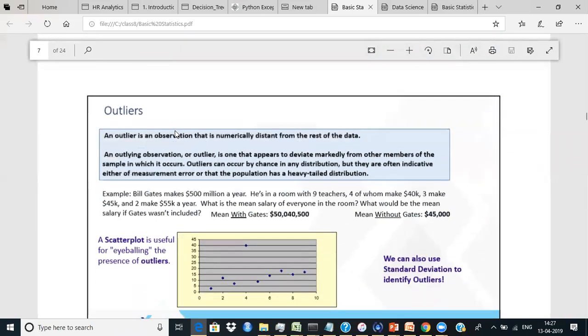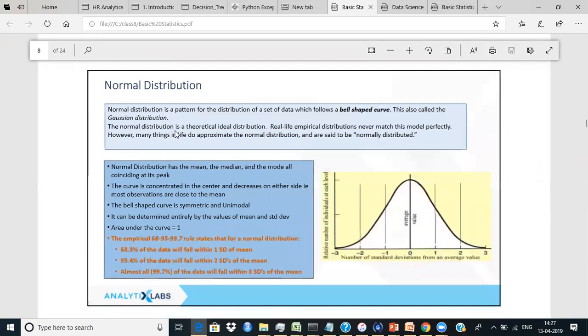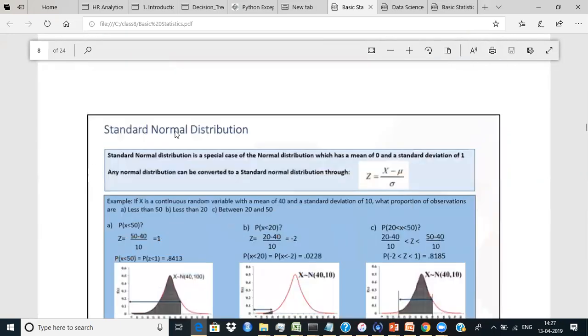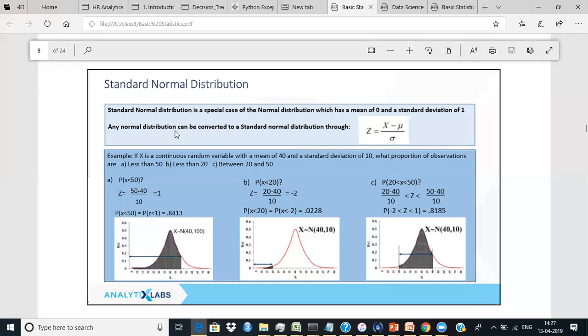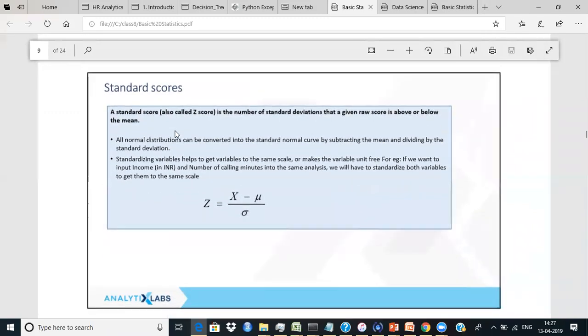Then I'll come to outliers later on. We talked about normal distribution, and we talked about the probabilities between mu plus minus sigma, plus minus 2 sigma, and plus minus 3 sigma. Then we talked about what is standard normal distribution, right? Then we talked about how you can standardize a normal distribution by subtracting the mean and dividing by the standard deviation.